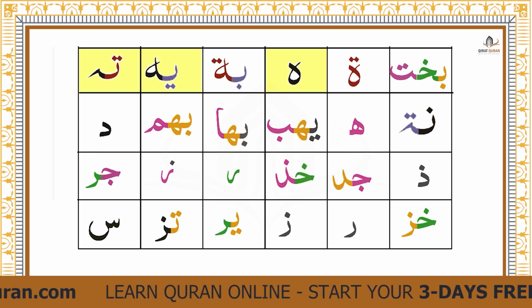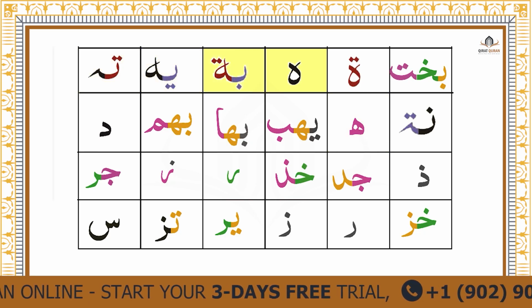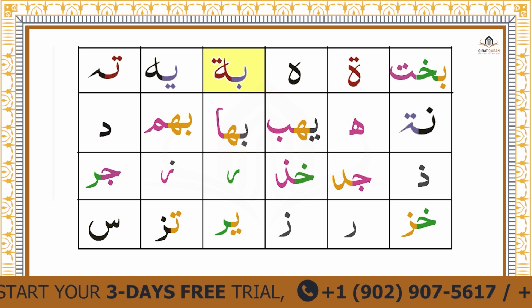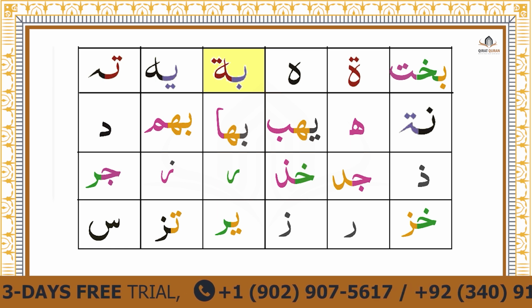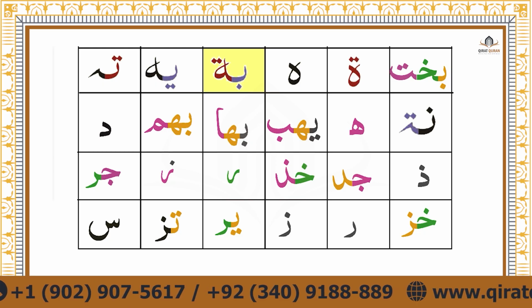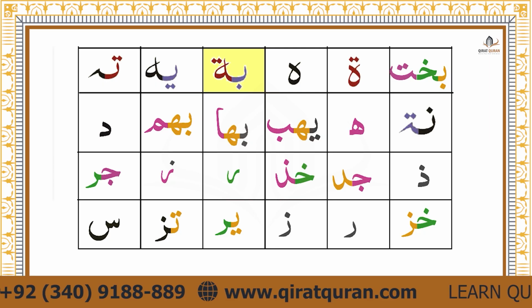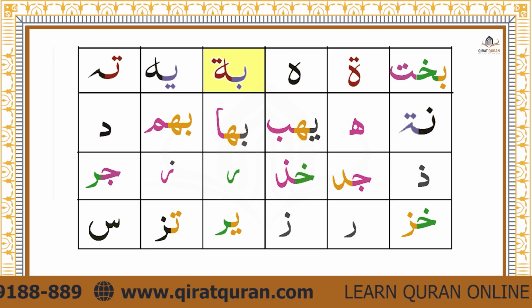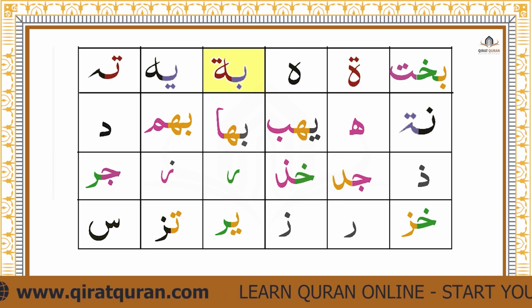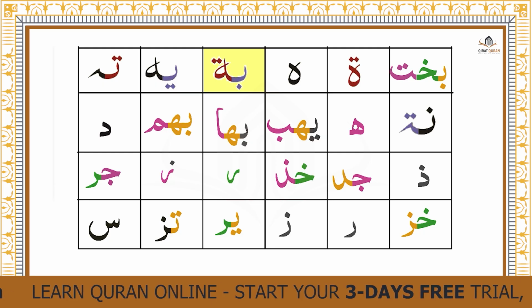Now here are two letters. The first one, the blue one, which has a dot at the bottom, is Ba. And then the second one, which has two dots at the top, I told you a moment ago that this is Ta. So these two letters are Ba, the first one, and Ta, the second one.